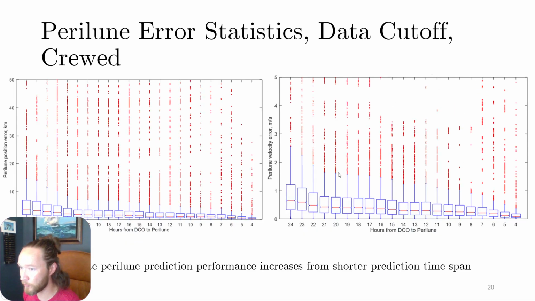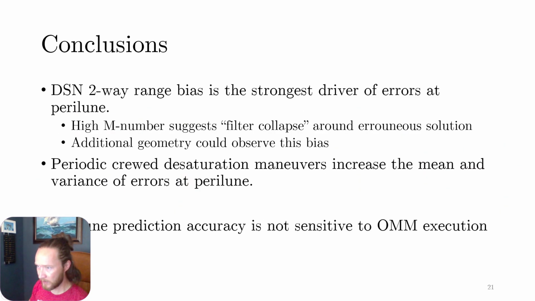However, when we go crewed, because now we have the influx of the additional perturbations from the desaturations, we can see more of a change in our average and our quartile regions shrinking as we reduce the prediction time span closer to Perilune. And so we say we have a moderate performance increase from shorter prediction time spans while crewed. And so those are our conclusions.